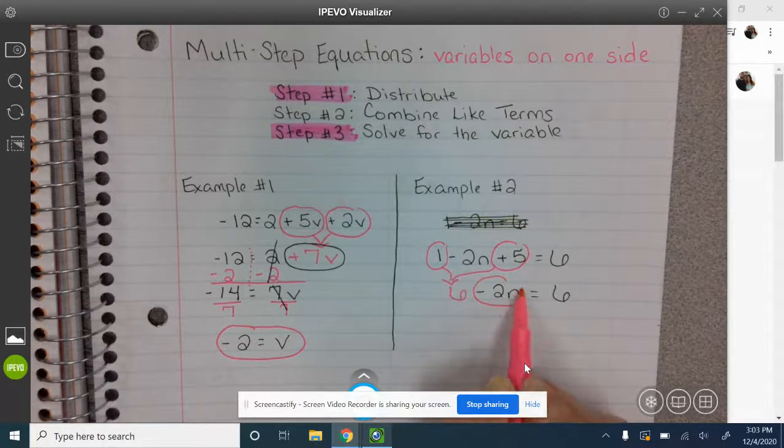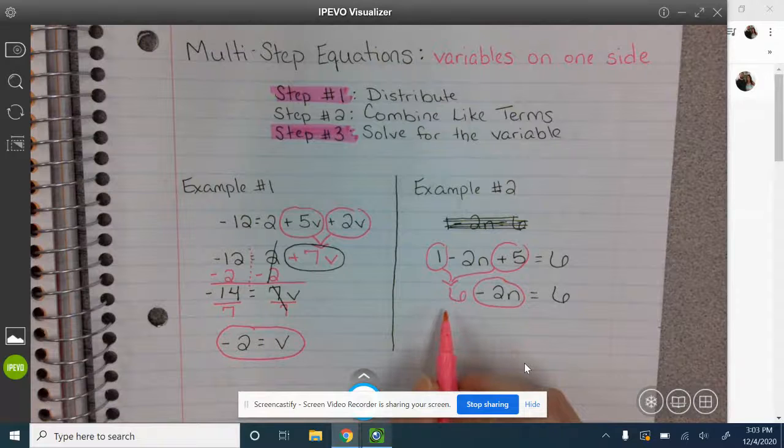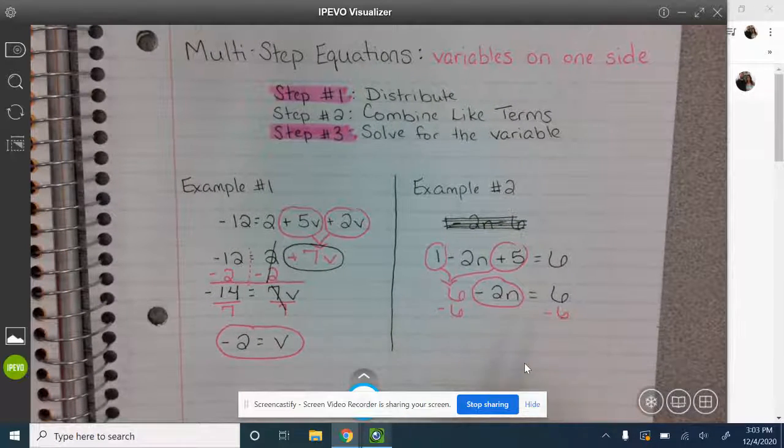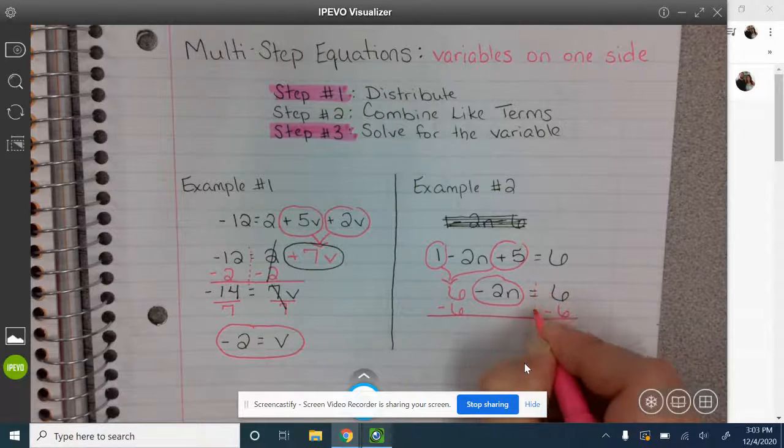Circle your couple. Circle what's going to stay together at the moment. How do you kick out positive 6? What's the opposite of positive 6? Negative 6, or subtracting 6. You can draw your line at the equals if you need to.